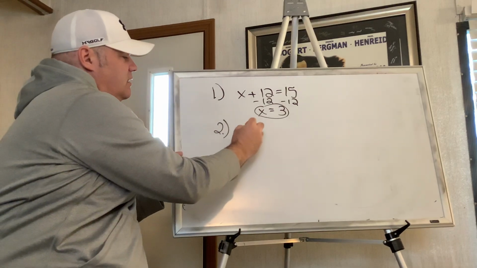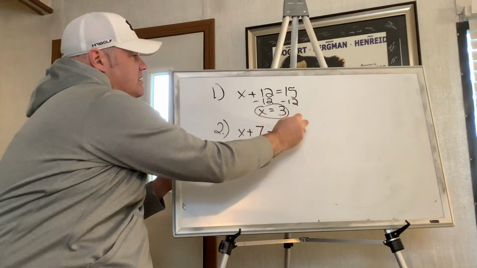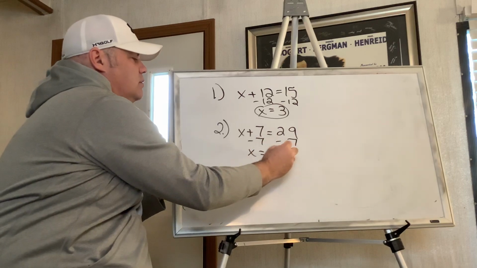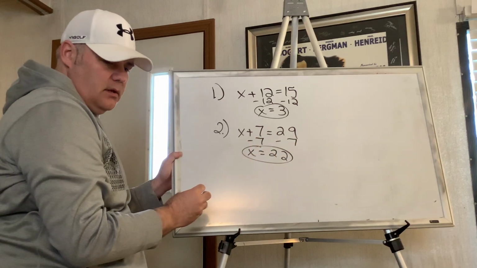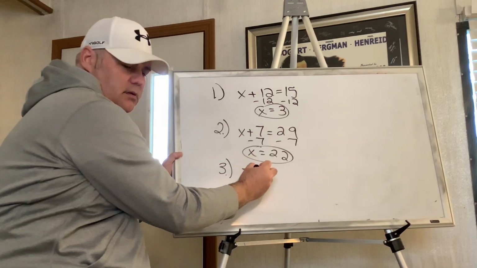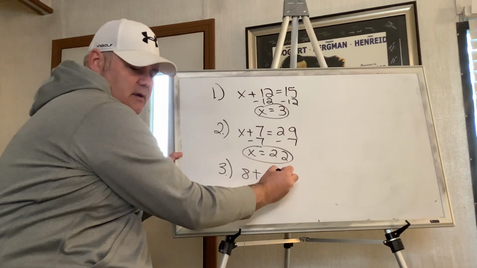Okay, x plus 7 equals 29. Same thing, need to move the 7. So you get 22. Okay. And then we moved the variable to the other side, but it's the same thing.